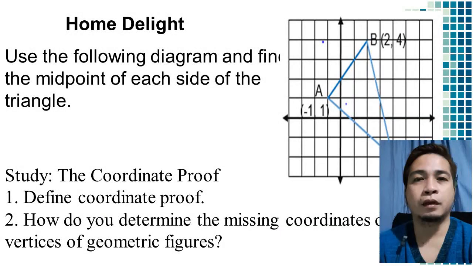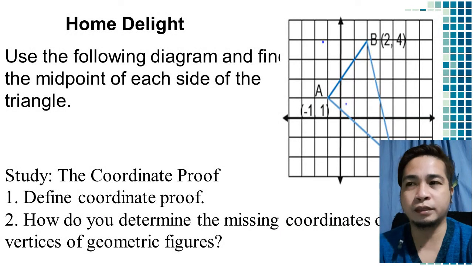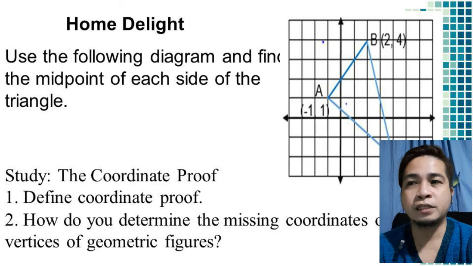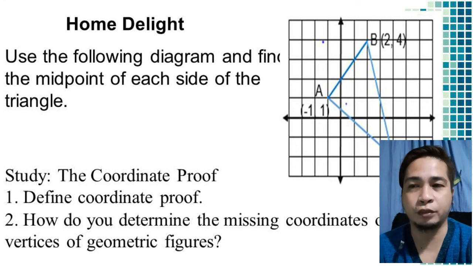For follow-up, I will give you homework. Use the following diagram and find the midpoint of each side of the triangle. And then, study the coordinate proof. There are two questions. First, you're going to define the coordinate proof. And number two, how do you determine the missing coordinates of the vertices of geometric figures?